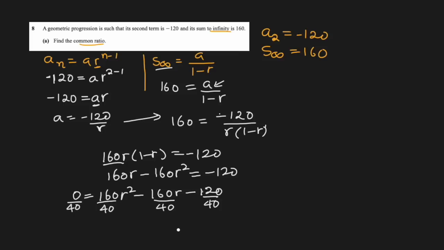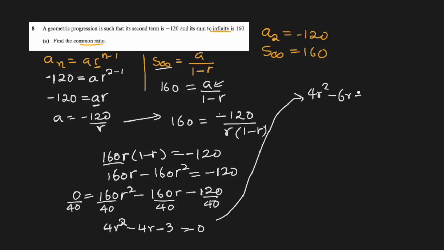So 0 divided by 40 is 0. Writing it here now, this is 4r square minus 4r minus 3 equal to 0, and that's what we have to solve. Let's see what we get as r. 4 times 3 is 12, and 6 times 2 is also 12, so I'll split the middle term: minus 6r plus 2r minus 3 equal to 0.